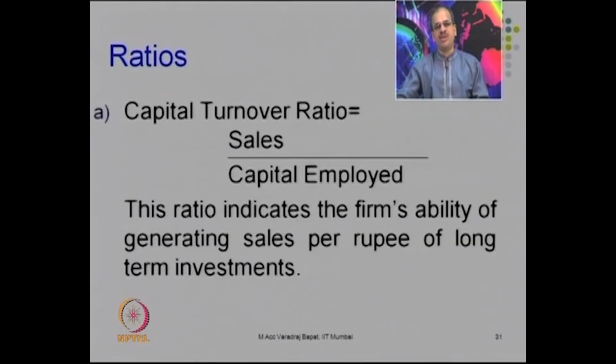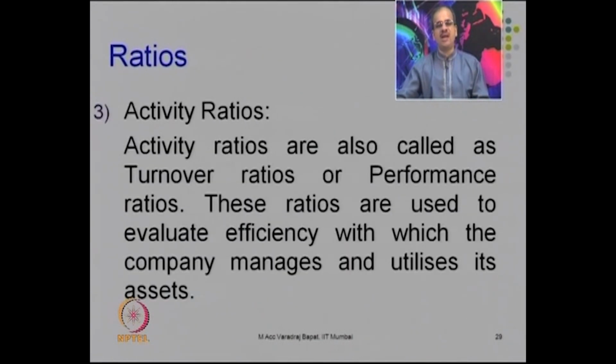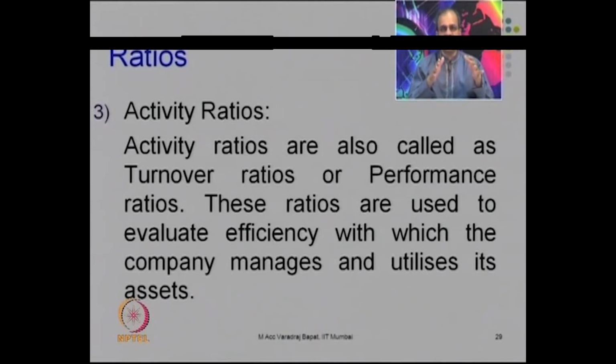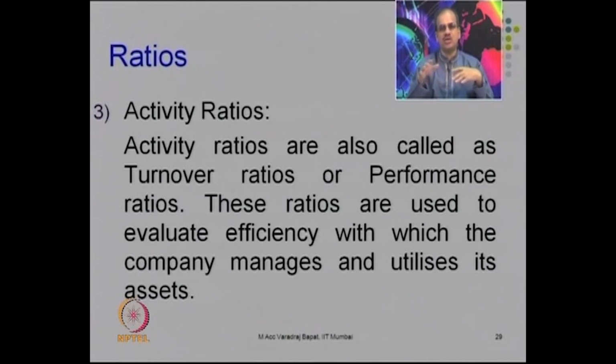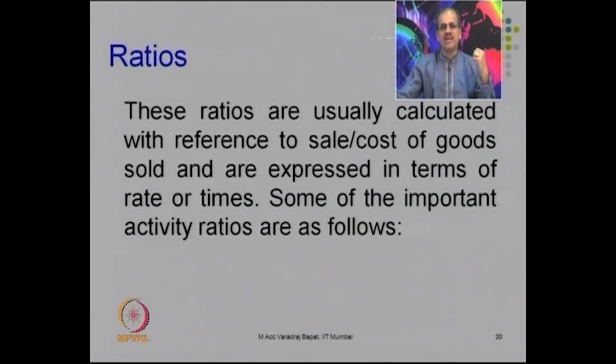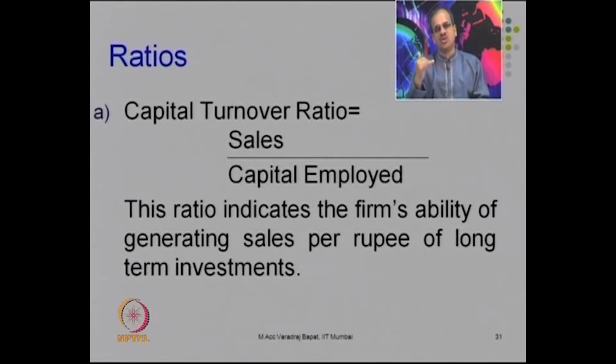Then the next type of ratios are the activity ratios. If you remember, in our last session we had come up to activity ratios. These are also known as profitability or turnover ratios. The first one amongst them is capital turnover ratio, where we try to find how many times the sales are generated vis-a-vis the capital employed. So it is sales upon capital employed.